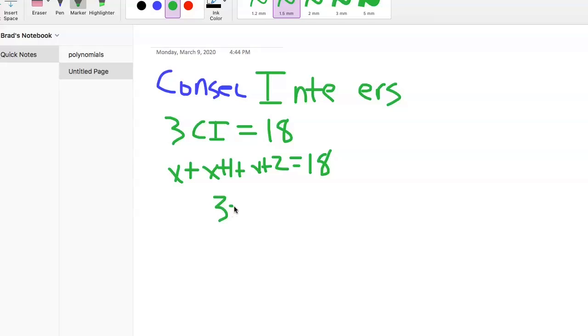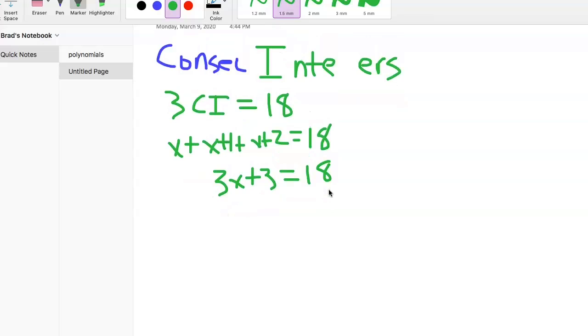And we have 3x, right? So we got 3 x's here, plus 3 equals 18. Okay, subtract 3 from both sides. 3x is now 15. 18 minus 3 is 15. And we divide each side by 3. 15 divided by 3 is 5. Okay, so there's x equals 5, right?